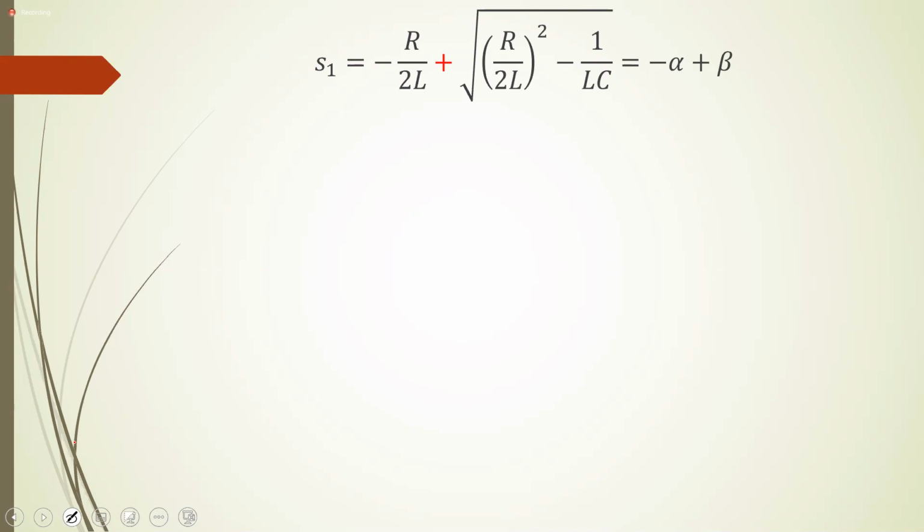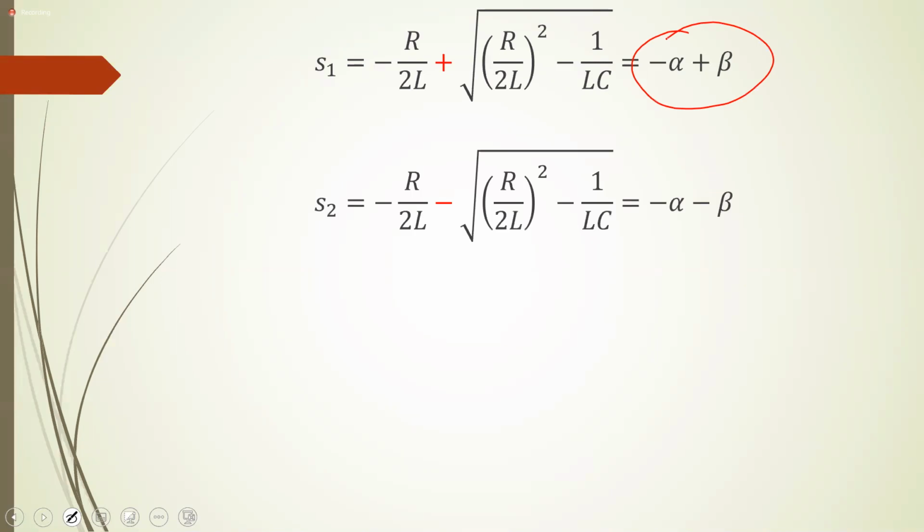So for the first root, S1, we have minus R over 2L plus the square root of R over 2L all squared minus 1 over LC. Let's hold that part for the time being. And S2, here we'd have the plus or minus. I'll use a different ink for that. So we'll have here the plus and minus.